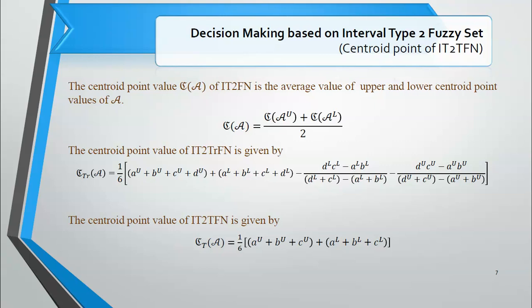Based on the concept of centroid point, we define the centroid point values of interval valued type 2 fuzzy numbers. First of all, we calculate the upper centroid point value and lower centroid point value for interval valued type 2 fuzzy numbers, and their average gives the centroid point values for interval valued type 2 fuzzy numbers. Correspondingly, we calculate the centroid point values for interval valued type 2 triangular fuzzy numbers as well as trapezoidal fuzzy numbers.